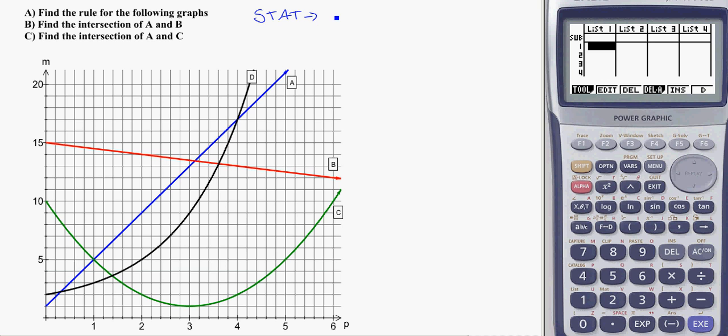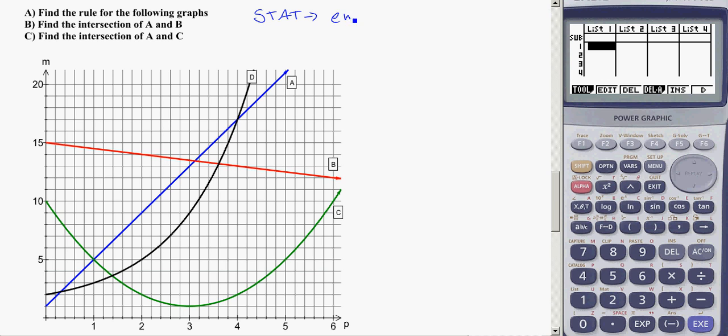But we're going to go into stat, and then we need to enter points. Remember, it's always x first, then y. A lot of you guys get that confused, so always x first in this column, and then y in that column. So, that's our start. We need to enter some points.